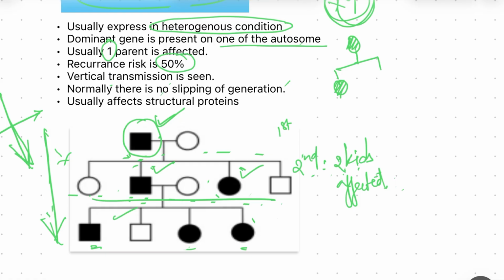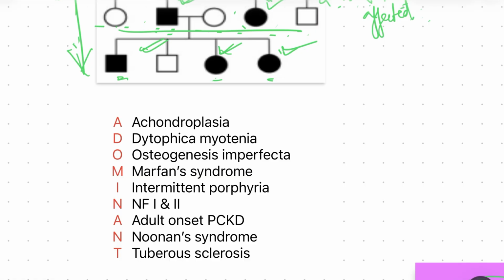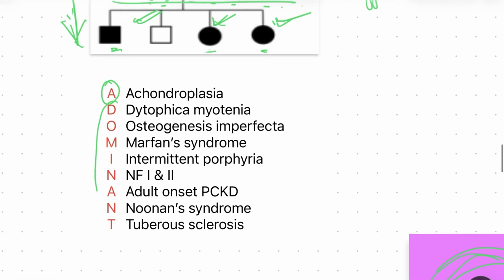Easy, no need to confuse. I'll try to teach as much as I can make you understand, and I think this is sufficient for your exams. Usually it will be expressed in heterozygous condition. In the first generation it should be heterozygous, so the father is the affected person. Then the dominant gene is present on one of the autosomes. The second criteria is that one parent has to be affected, so the father is affected, and recurrence will be 50%. That means in the second generation, if there are 4 kids, then 2 kids should be affected.